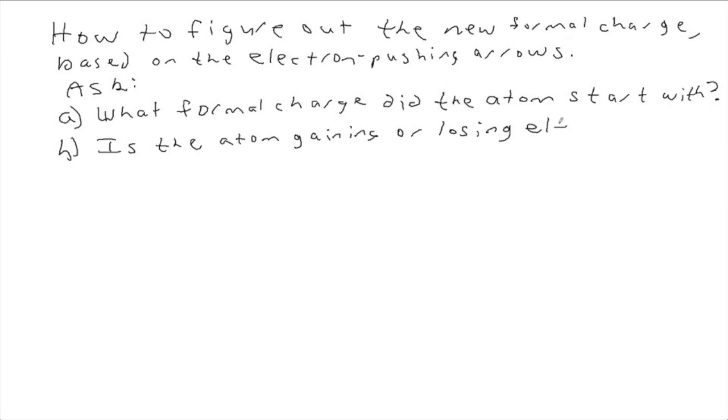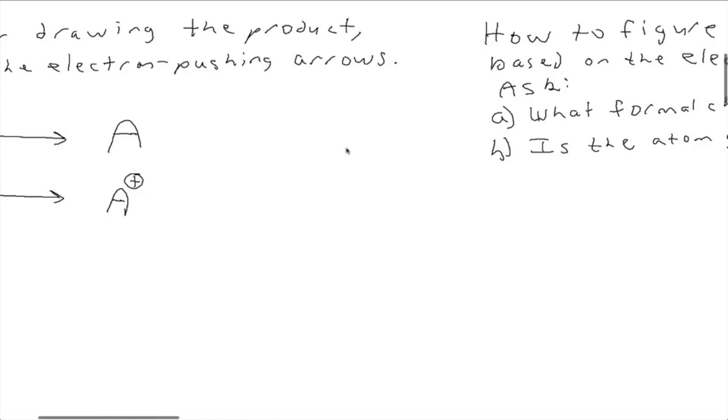It should be obvious whether you're gaining or losing electrons because you can easily figure that out from the electron-pushing arrows. You just need to be in the habit of always asking yourself these two questions. If the atom is gaining electrons, it becomes one step more negative, and if it's losing electrons, it becomes one step less negative.